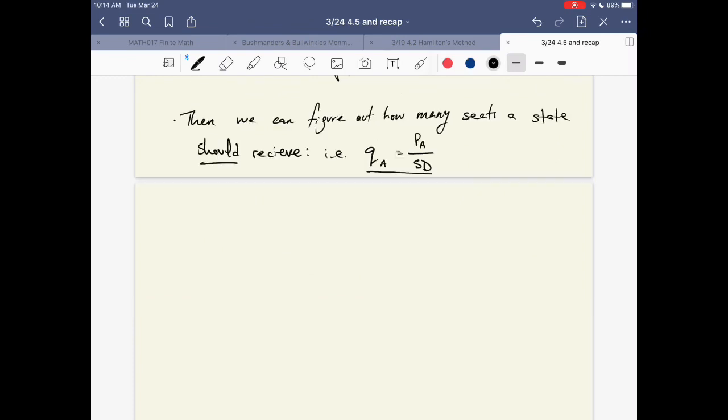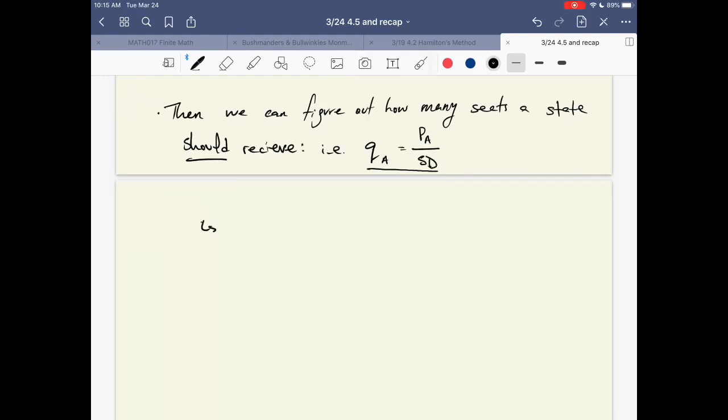And so what do we need to do? We need to find a way of rounding this quota so that each state gets a non-fraction number of seats, a whole number of seats. So it might seem obvious how to round a decimal to the nearest whole number, but if we round every decimal to just the nearest whole number, we might end up giving away more or fewer seats than we actually have to give away.